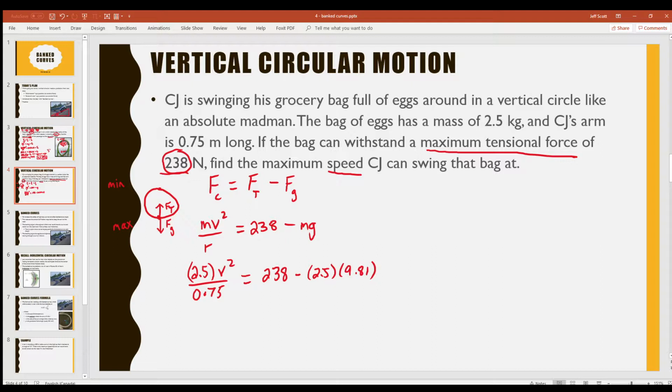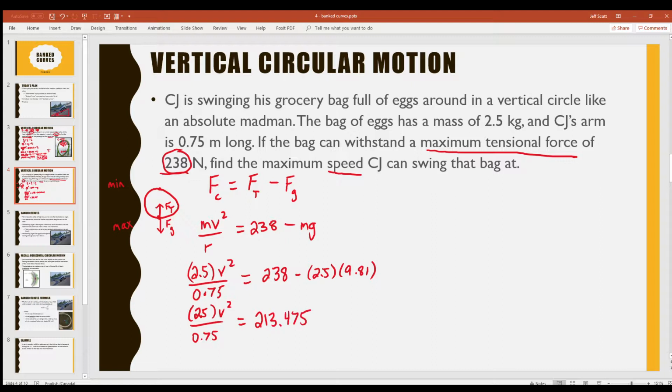Since we're looking for v squared, I think it would be a good idea for us to clean up the right side of this equation first. So I'll leave the left side of the equation alone. Left side of the equation is still just 2.5 v squared over 0.75. The right side, 238 minus 2.5 times 9.81, actually gives us 213.475.